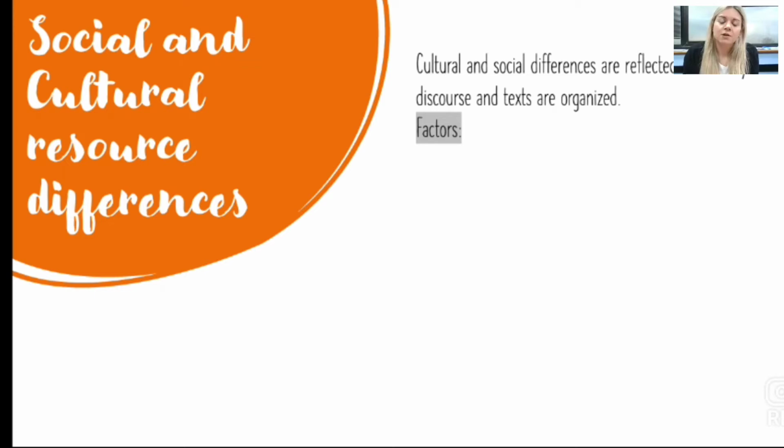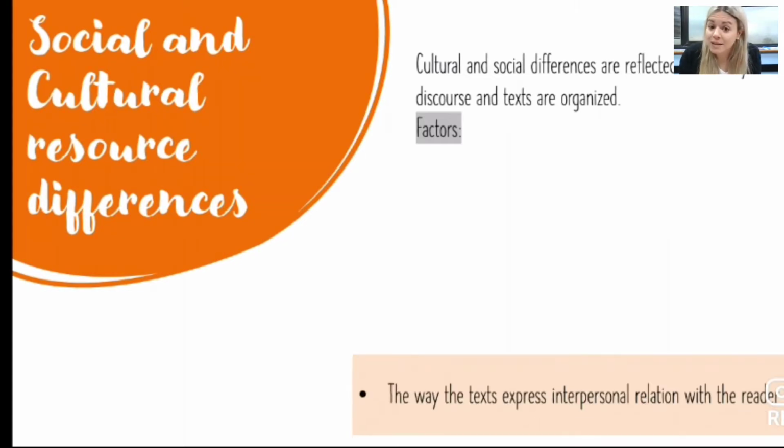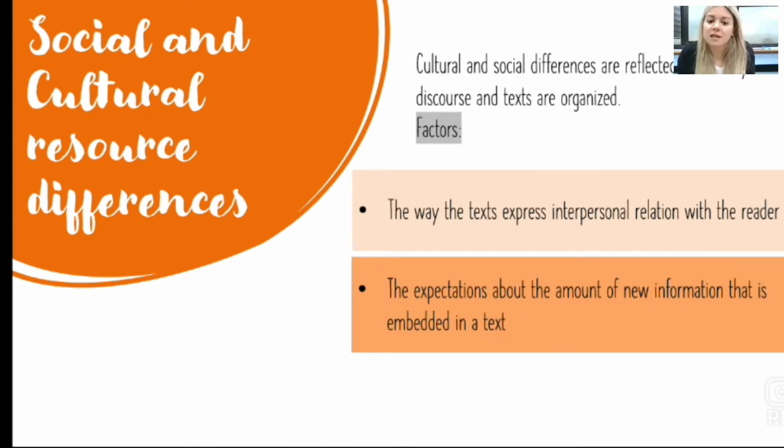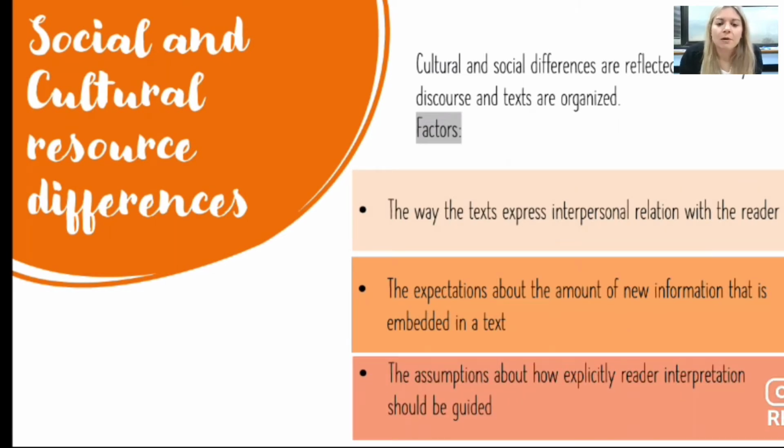It is also important to mention the social and cultural resource differences. Cultural and social differences are reflected in the way discourse and texts are organized. So some factors are the way the text expresses interpersonal relation with the reader, the expectation about the amount of new information that is embedded in the text, and also the assumption about how explicitly reader interpretation should be guided. In different languages and cultures, people often develop preferred ways of organizing information, and this is something we, as teachers and as students, may need to take into consideration as well.